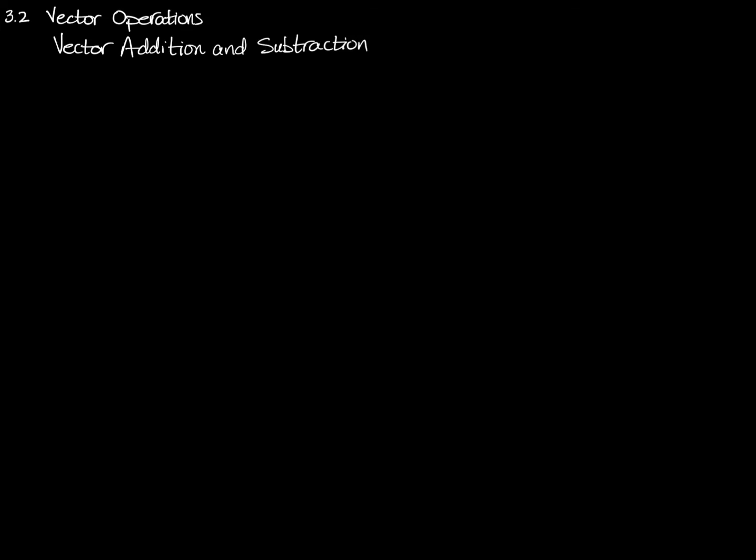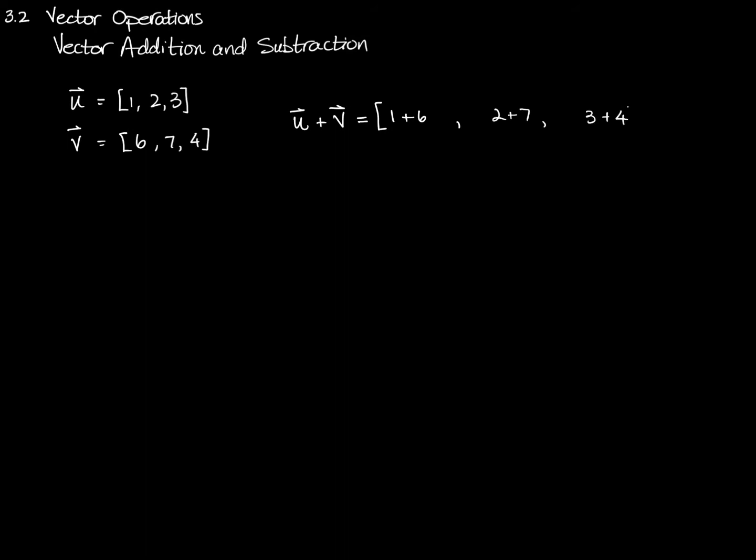Since we can view vectors as specialized matrices, just like adding two matrices together, we can add two vectors together. Let's say vector u is 1, 2, 3, and vector v is 6, 7, 4. Then the vector comprised of u plus v is 1 plus 6, 2 plus 7, 3 plus 4. You won't need to lay that arithmetic out like that. I'm just including it here because I want you to see what's involved in adding two vectors together.